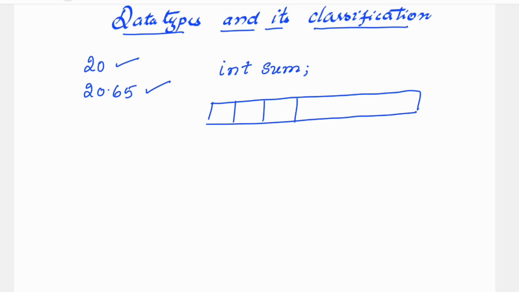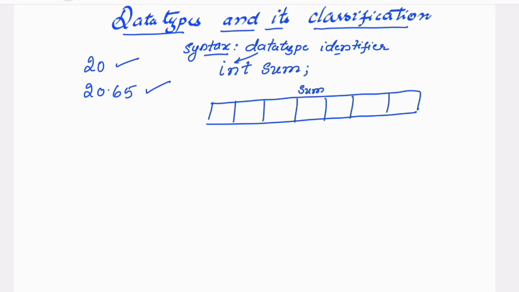Now suppose these are the memory locations. One particular memory location holds the variable name you have given, sum. If I have to write this in syntax form, what is the syntax for int sum? Int is the data type. So the syntax for this type of declaration is data type followed by identifier. Here the identifier is the variable only. The variable you are using is sum, and the data type you are using is int. So this is what you write in the statement.